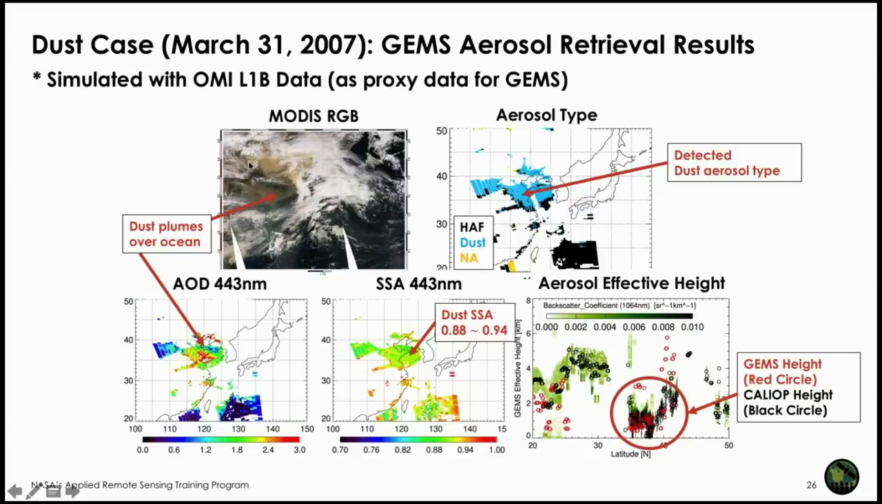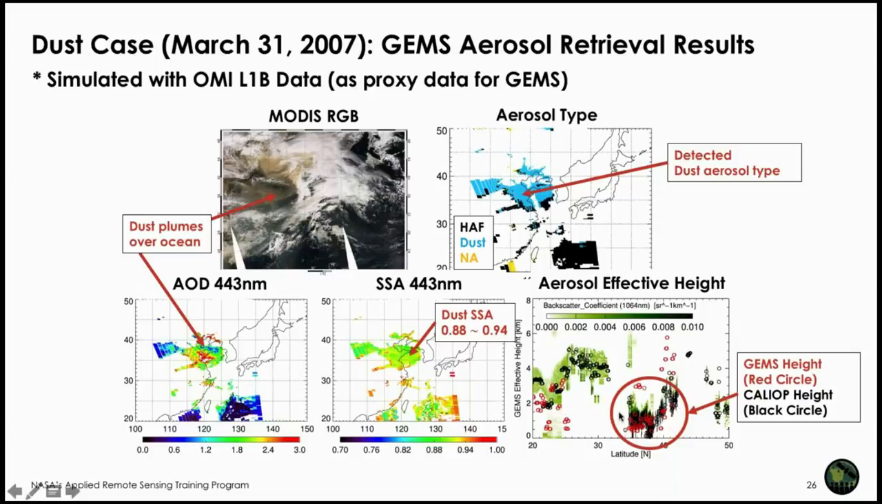In this dust case, we can see a very heavy dust plume transported from inland China. It is yellow in the RGB image, and in the aerosol type classification it is also detected as a dust particle, shown in blue color in the aerosol type map. The retrieved aerosol optical depth at 443 nanometers shows up to 3. It's a very thick aerosol plume, and it also shows single scattering albedo of about 0.88 to 0.94. It means the observed plume has properties like dust.